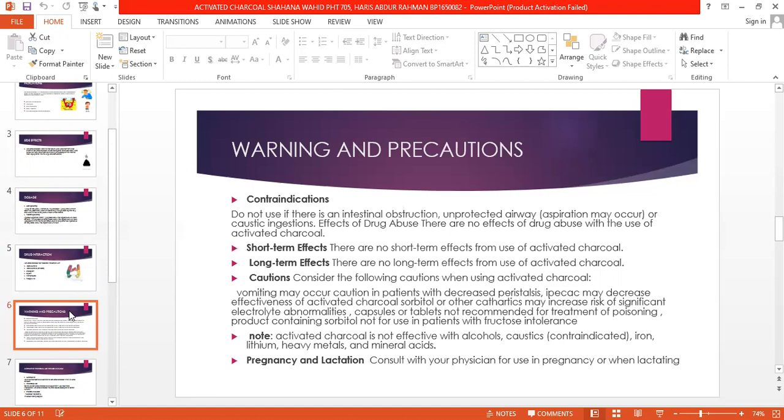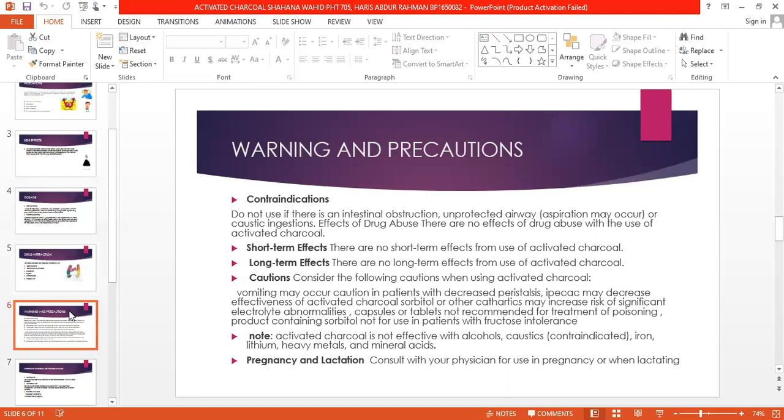Caution in patients with decreased peristalsis, and effectiveness of activated charcoal, sorbitol, or other cathartics may increase risk of significant electrolyte abnormalities. Capsules and tablets are not recommended for treatment of poisoning. Products containing sorbitol are not for use in patients with fructose intolerance. So if you're a patient and you have fructose intolerance, you should not be using sorbitol.